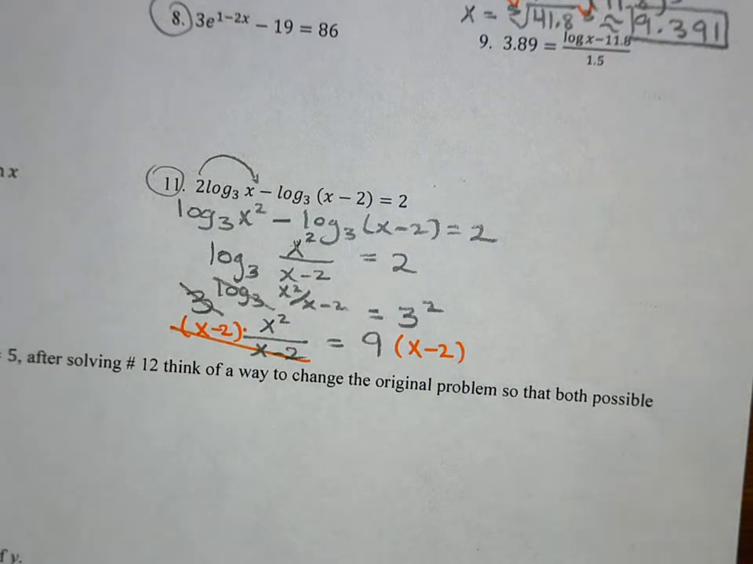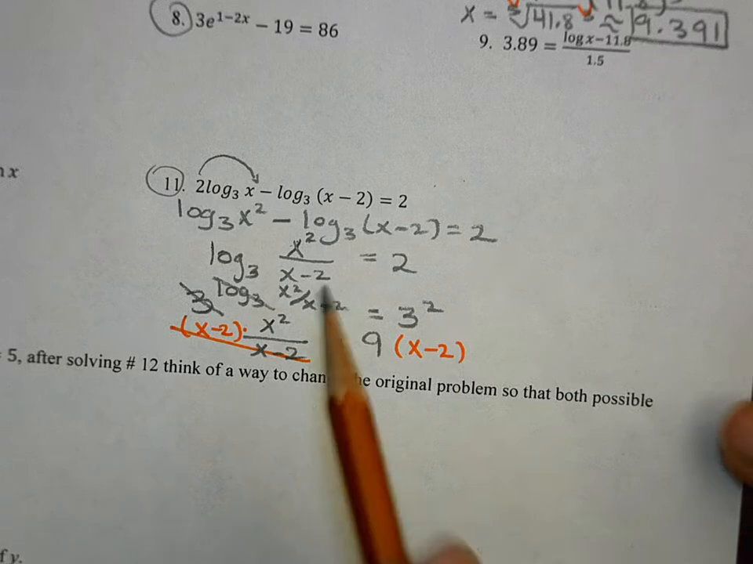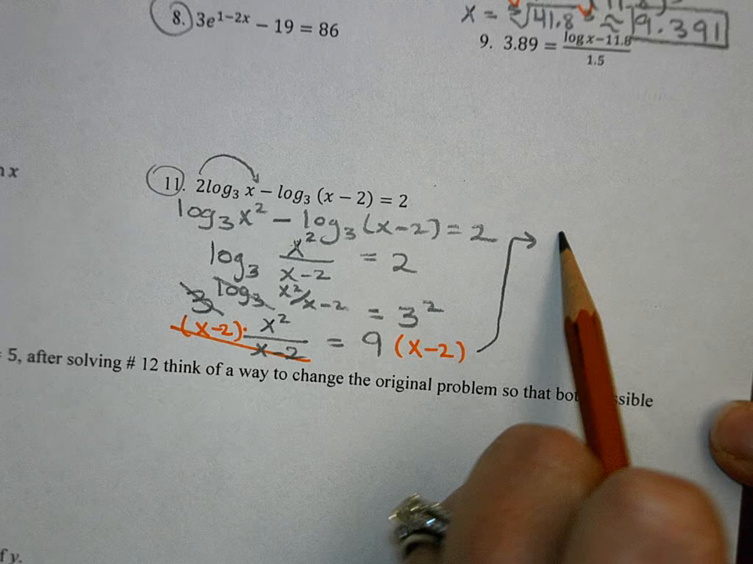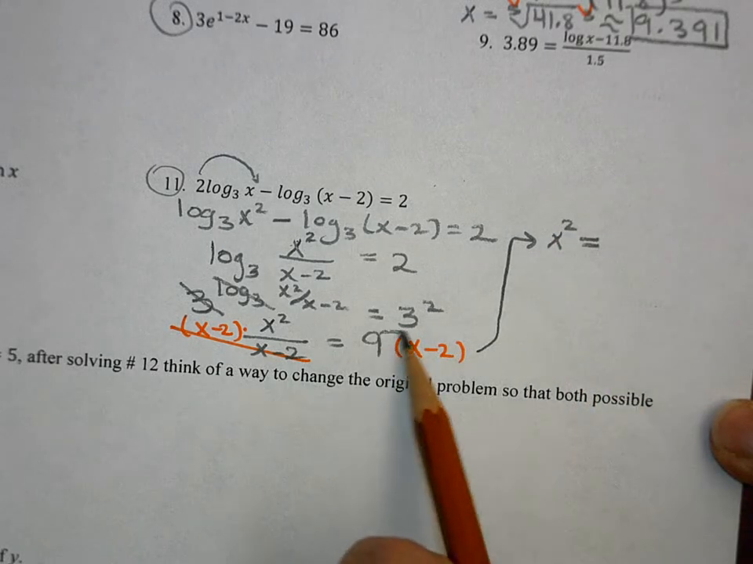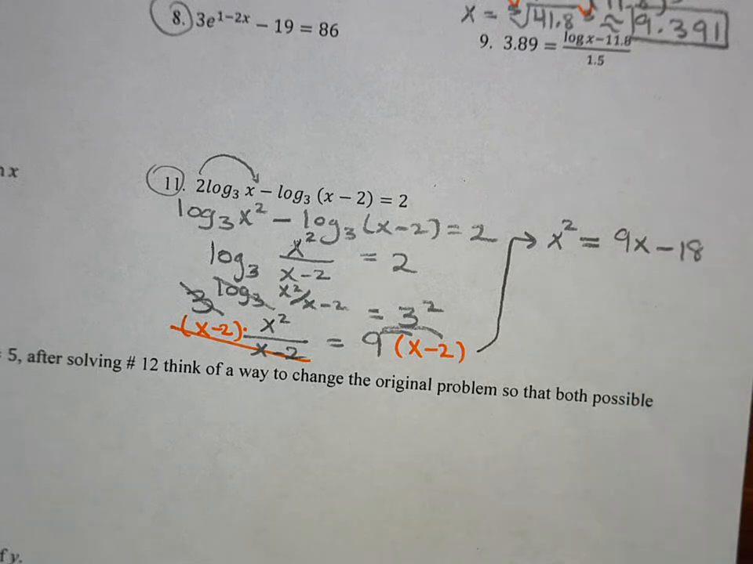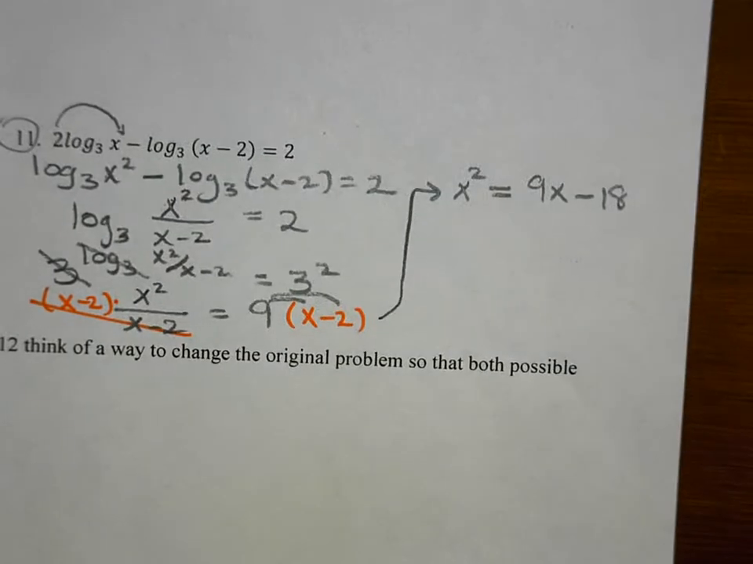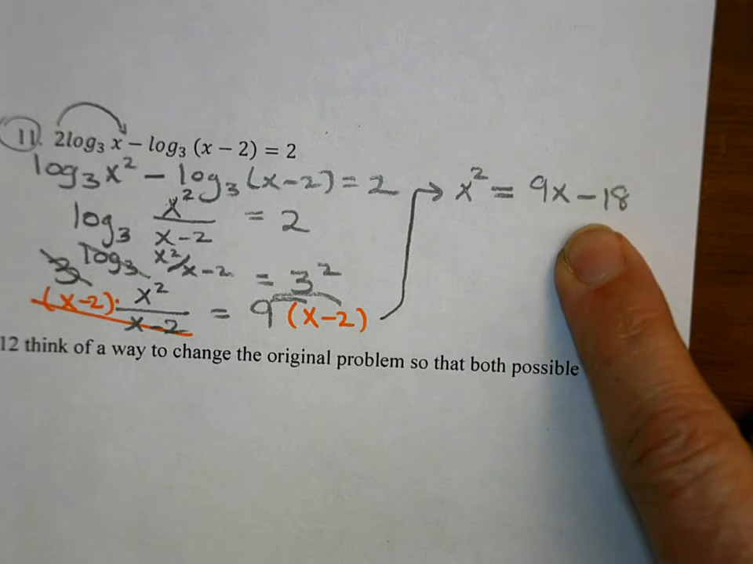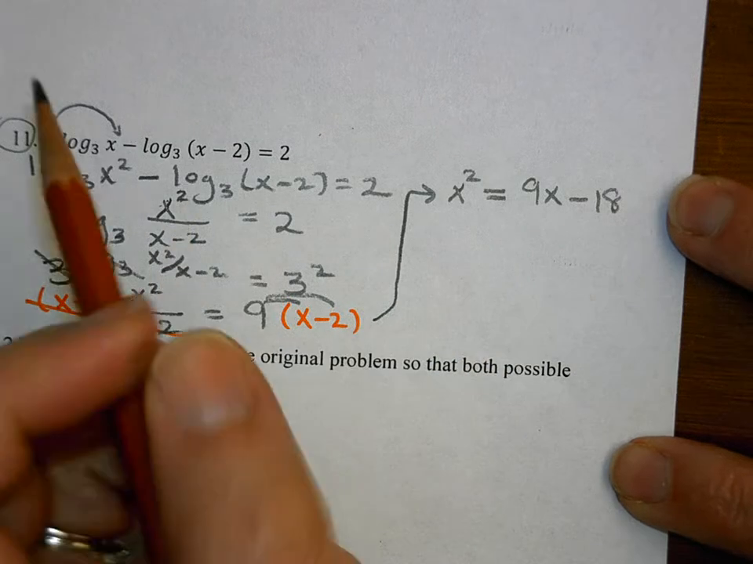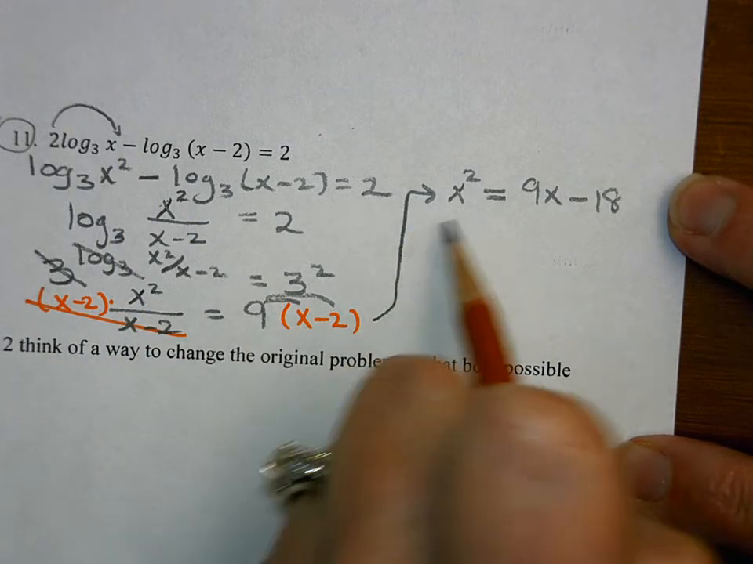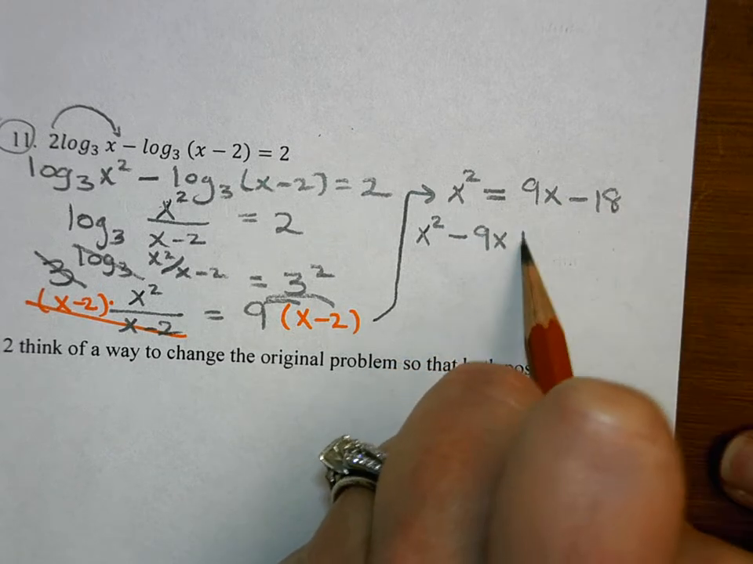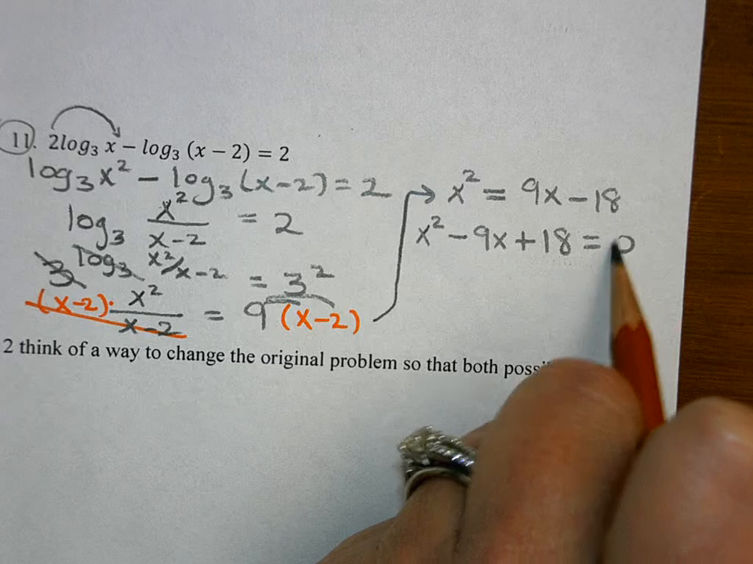And so that would cancel. Over here I just have x squared by itself, and then here I'm going to distribute the 9. Because I have a quadratic, I want it to be equal to 0. That means the 9x and the 18 need to move to the other side. So I'm going to subtract 9x and add 18 without showing any work. So I have x squared, subtract the 9x, and add the 18, and that would make it equal to 0.